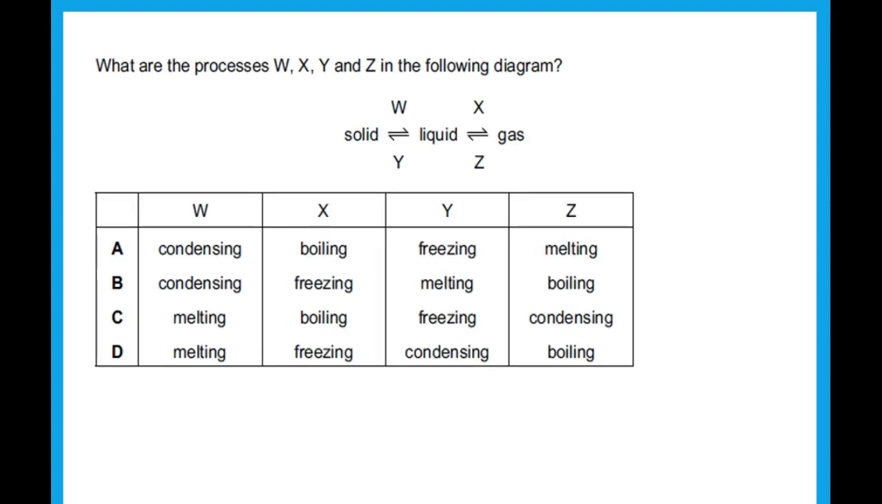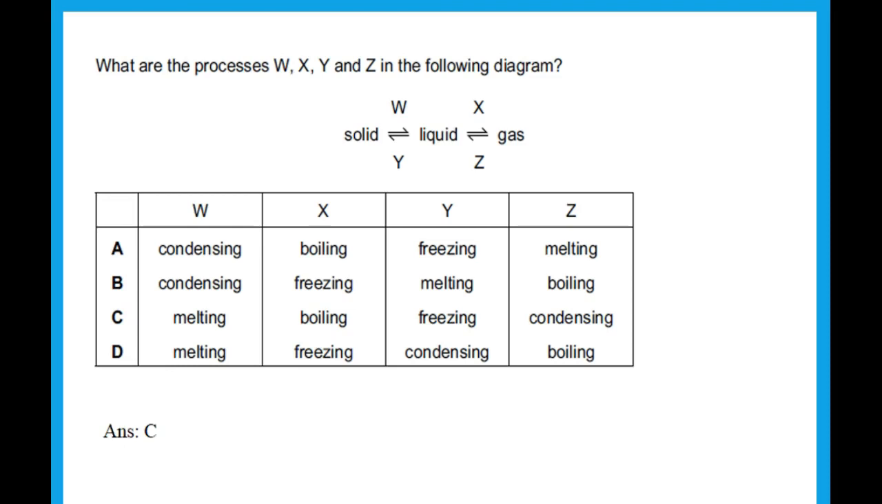What are the processes in the following diagram? And please take note of the direction of the arrow. The mistakes that students make is they don't look where the arrow is going and coming to. So W is going from solid to liquid. You should realize that solid to liquid is melting. So your answer is C or D. X is going from liquid to gas. Liquid to gas is what? Is it boiling or freezing? It's boiling. So your answer is C.